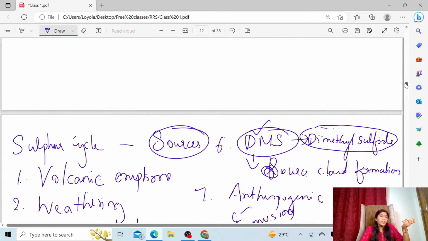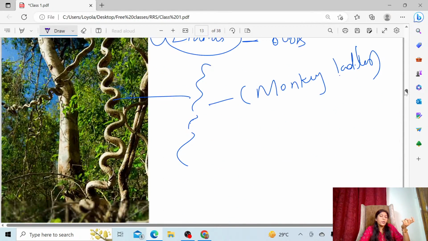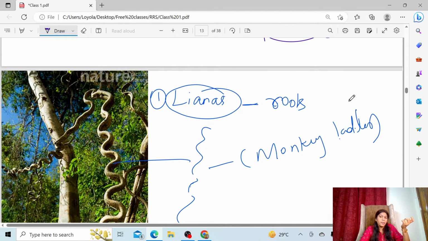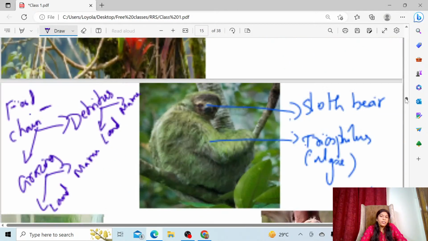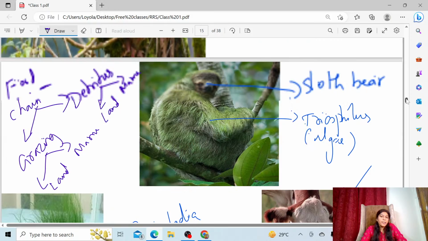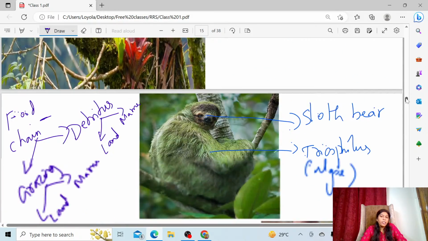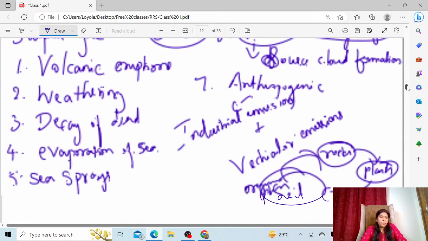Then the important thing which we talked about is commensalism, the lianas. We talked about commensalism. Liana is an example, epiphytes is an example where they only use other plants for support mechanisms. We also talked about the Basicladia algae which is living on the back of a turtle, and again here the cattle egret and the cattle, and this sloth bear and the Trichophilus algae.